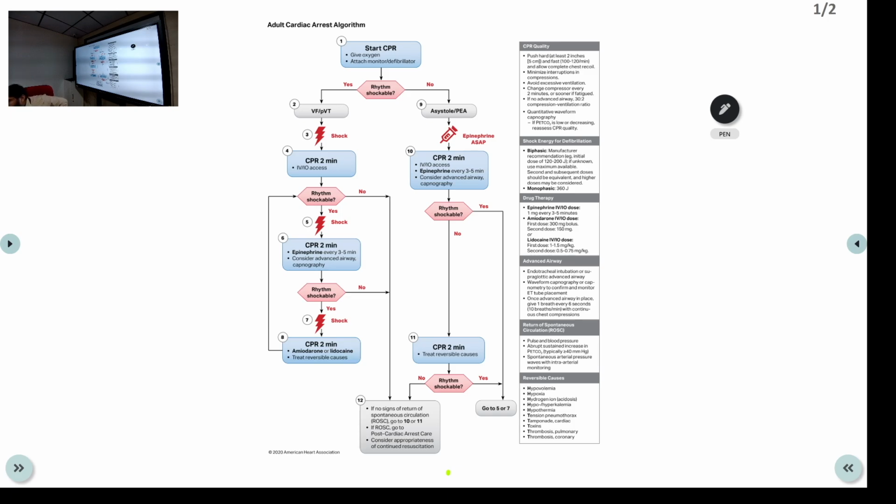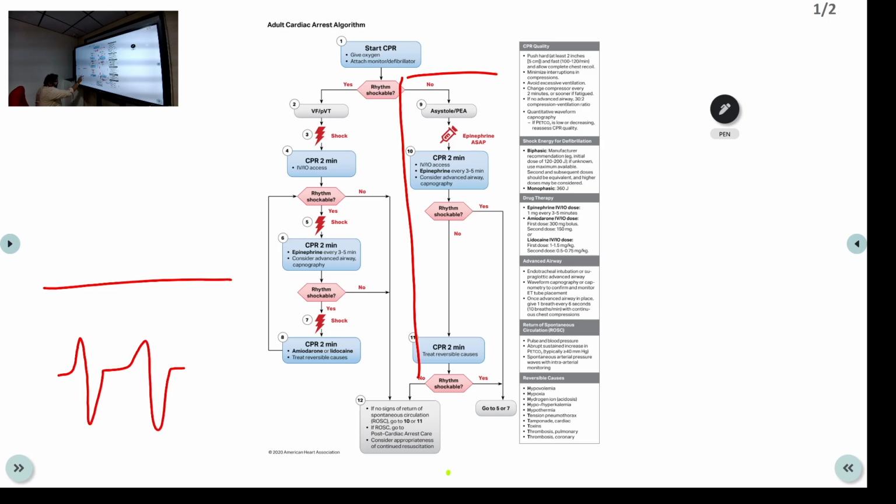Now we come to the other side of this algorithm, which is what we are going to discuss today. We have connected the defibrillator and seen that it is not a shockable rhythm. Not a shockable rhythm means it is not VF and not pulseless ventricular tachycardia. So it can be either an asystole or a PEA.